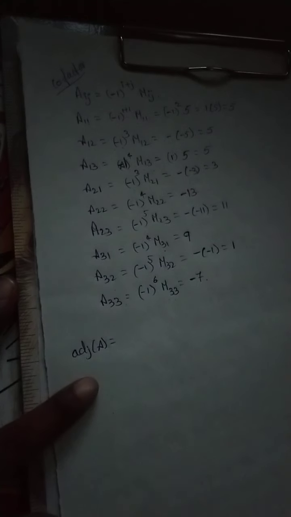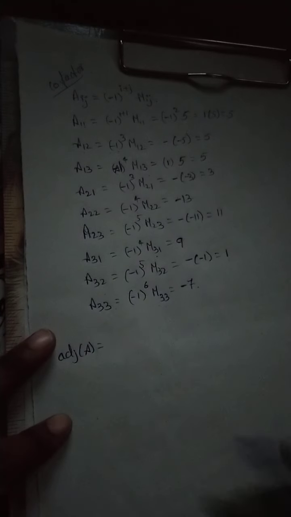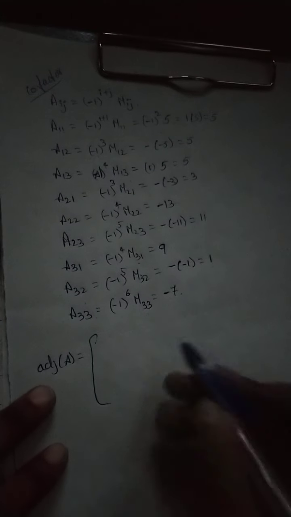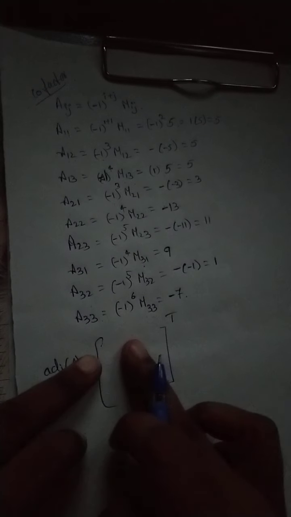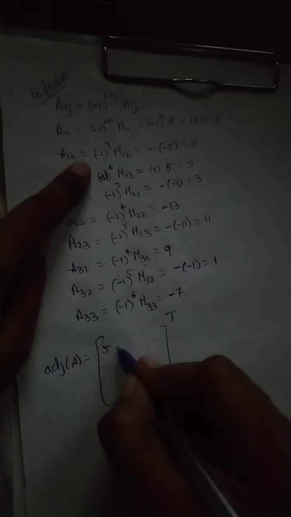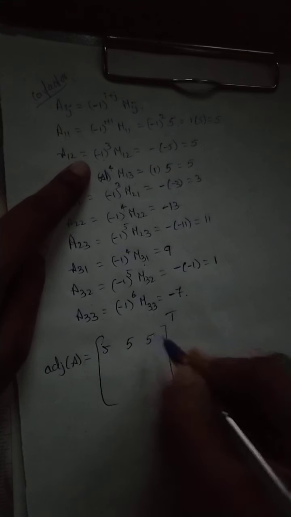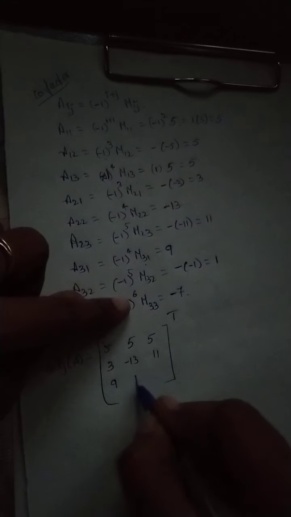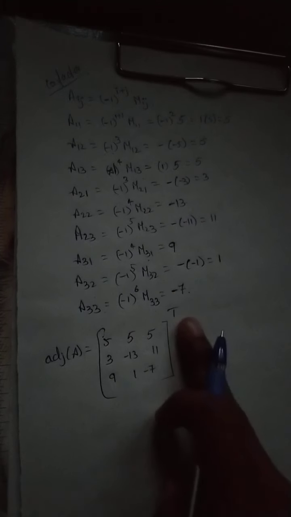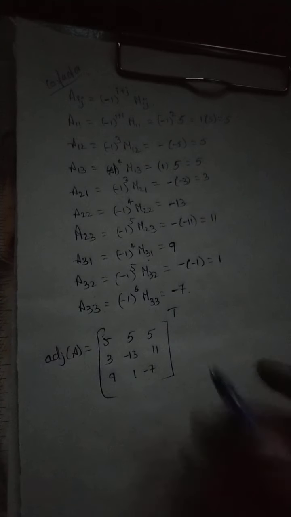Now the adjoint of A. The adjoint of A can be calculated by writing the matrix first, and then we have to take the transpose of that matrix. The same way, A11, A12, A13 we will write. A11 value is 5, A12 value is 5, A13 value is also 5. Same way 3, minus 13, 11, and 9, 1, minus 7. So these are our values. We have to take the transpose, then we will get the adjoint of A.